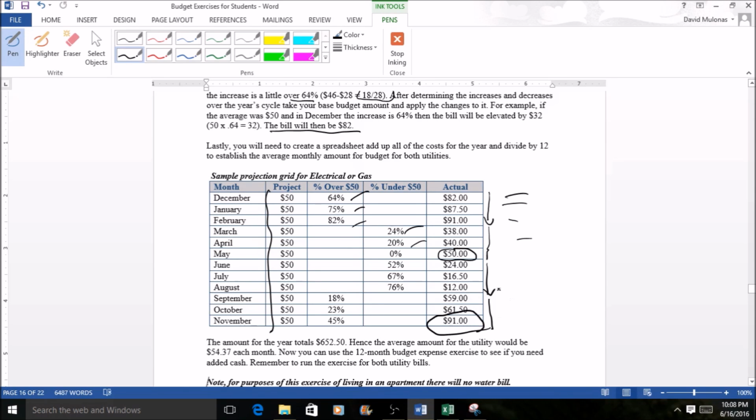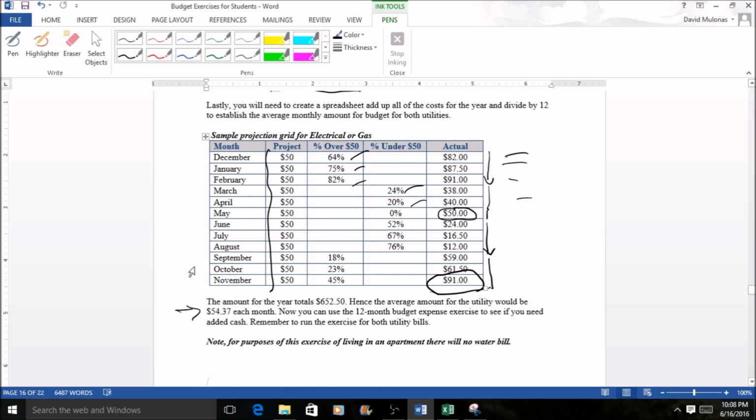In this case, you can see that the amount was $652.50, and then it would be $54.70 a month by the 12-month division. After that, you need to run the 12-month budget exercise to see if you need upfront cash. Remember, you need to run this for both utility bills, electric and gas.